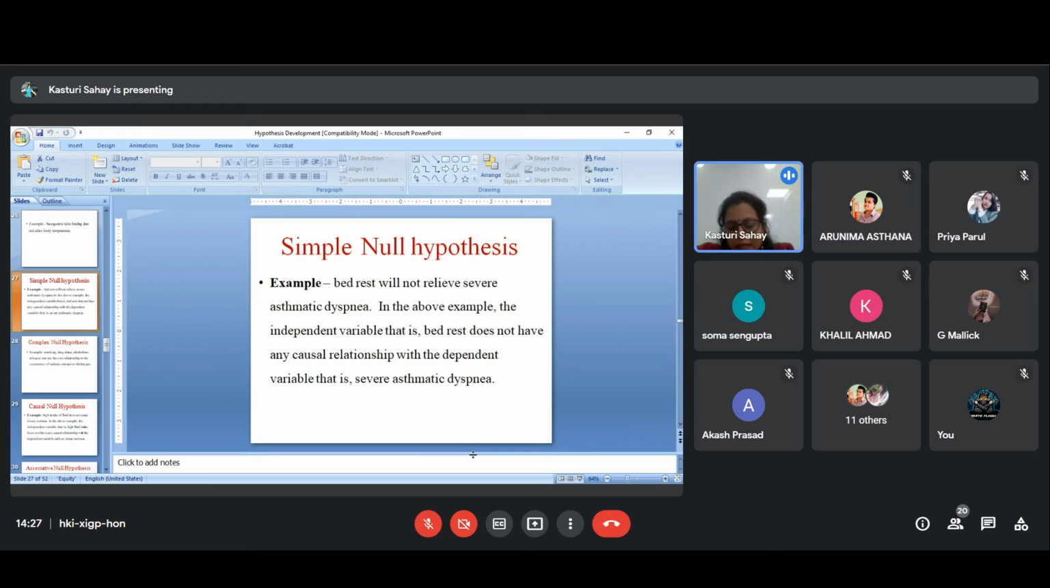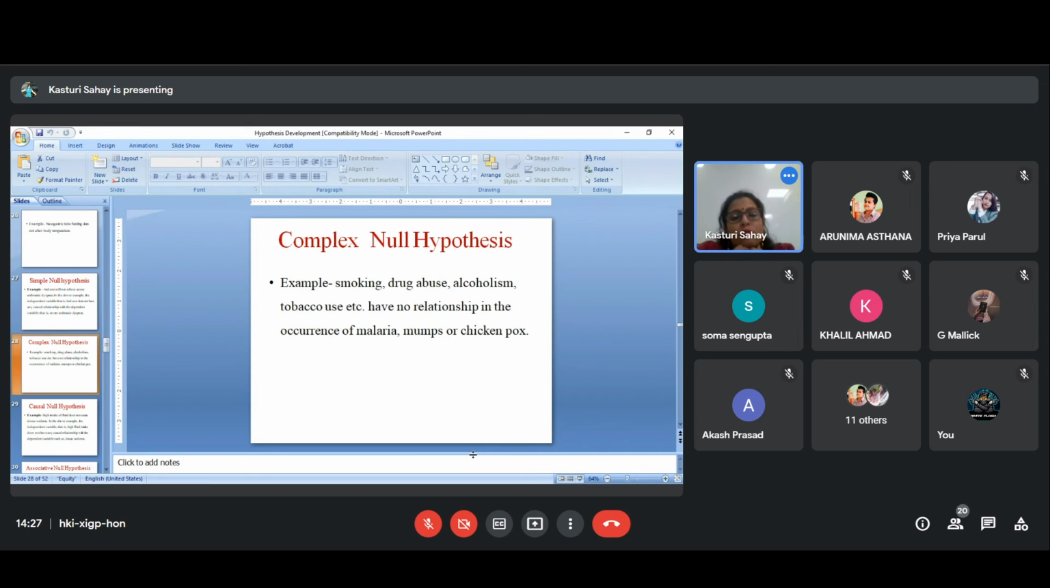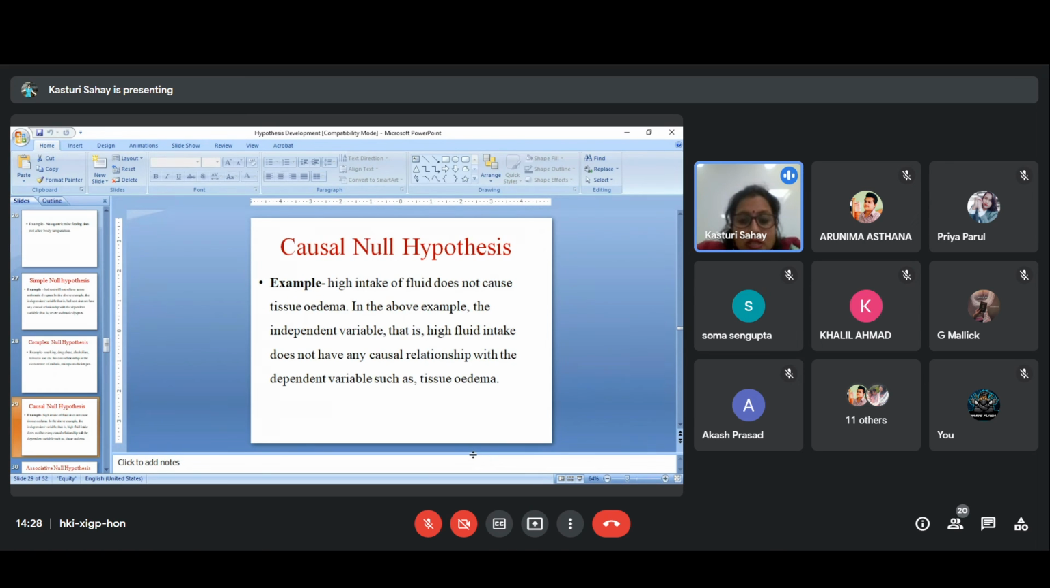Okay. Next you have complex, where you have more than one independent and more than one dependent, just as we were discussing in the research hypothesis. So smoking, drug abuse, alcoholism, tobacco use, etc. have no relation in occurrence of malaria, mumps, or chickenpox. If you see, there are 1, 2, 3, 4 independent factors, and you have 3 dependent factors. So again, this is a complex null hypothesis. Why null? Because there is a negation in this statement, that there is no relationship between the two. All right.